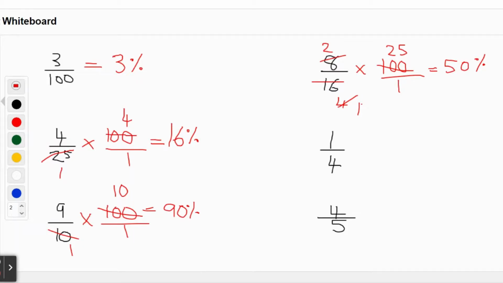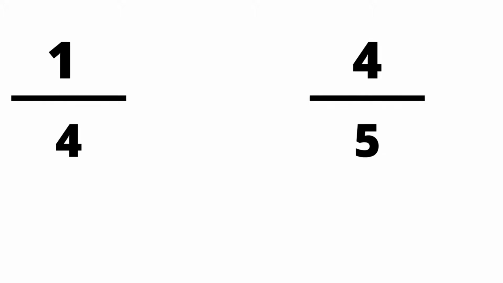Alright, boys and girls, now it's time to test your knowledge to see if you understand what has been taught so far. Go ahead and give those 2 fractions a try. Convert them from fractions to percentages.